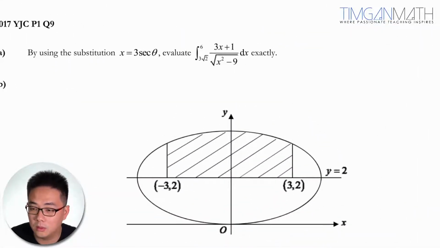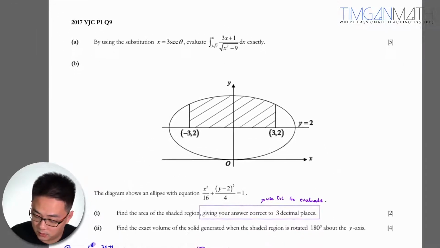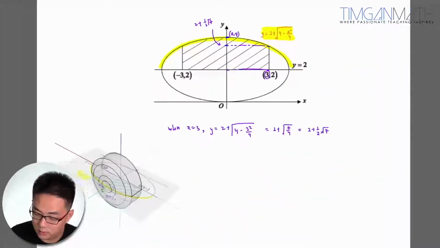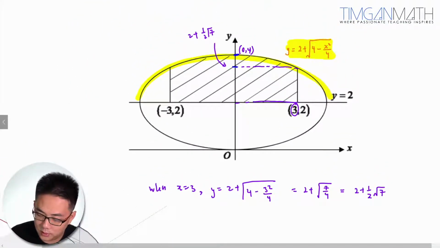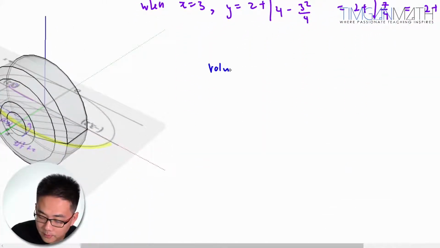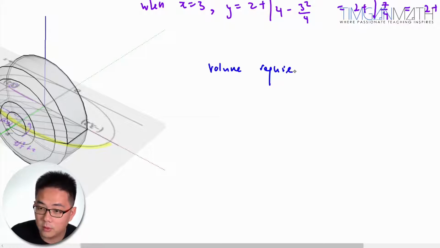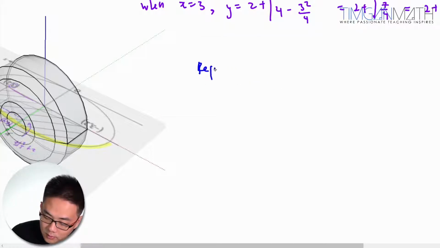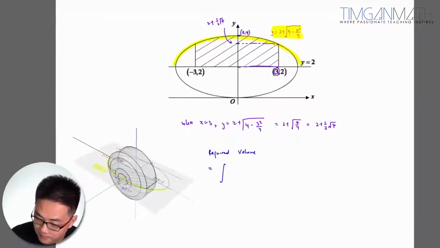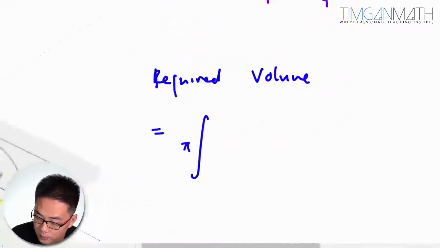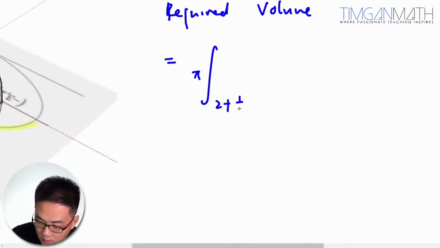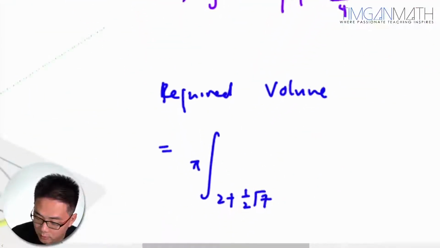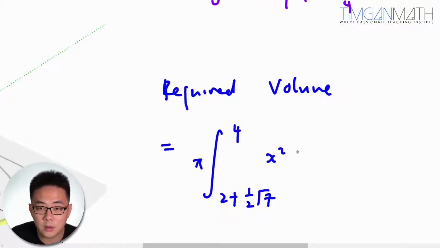I'm not sure whether we need to use it, it doesn't seem like it's related, so I'm just going to try and see whether I could integrate this. Okay, we got 2 roots and so on. So the required volume would be the integral of pi, from 2 plus half root 7 to 4, of x squared dy.